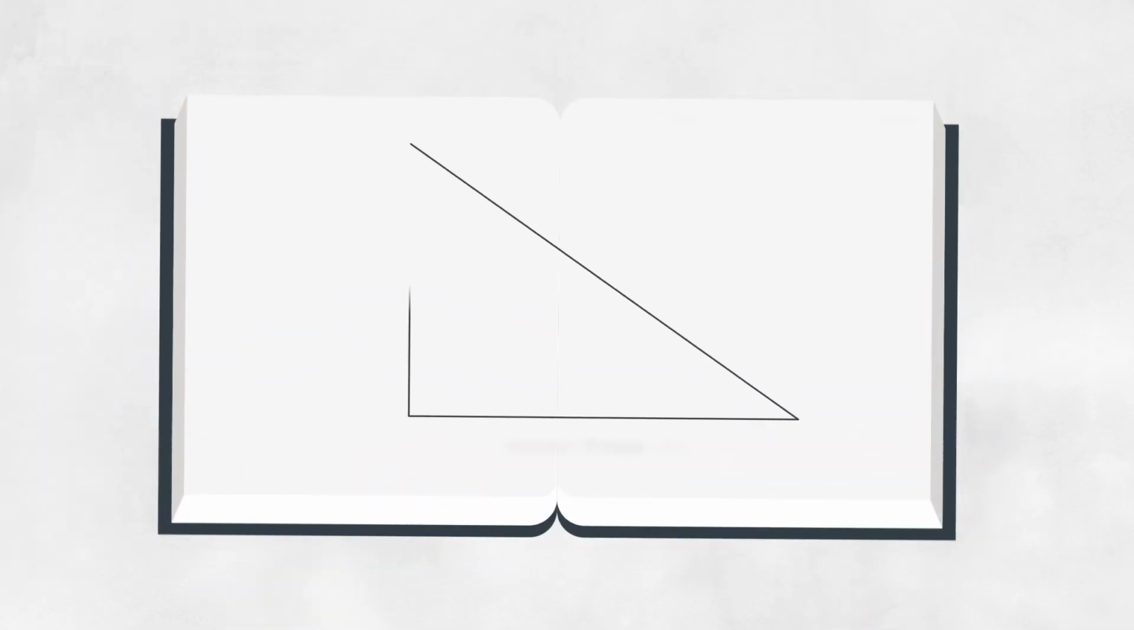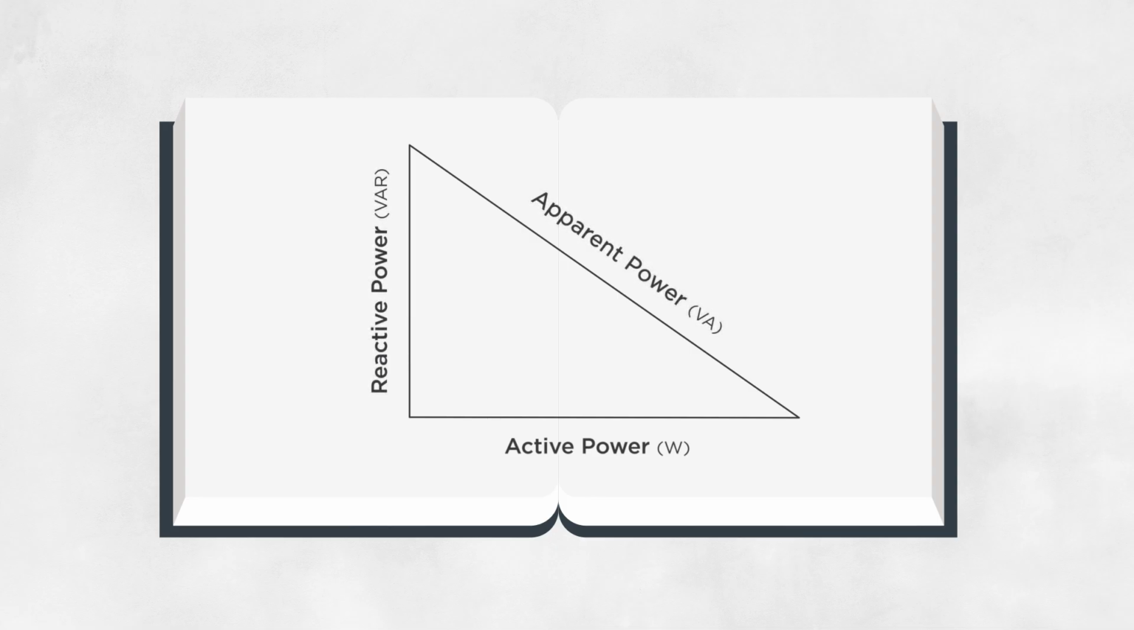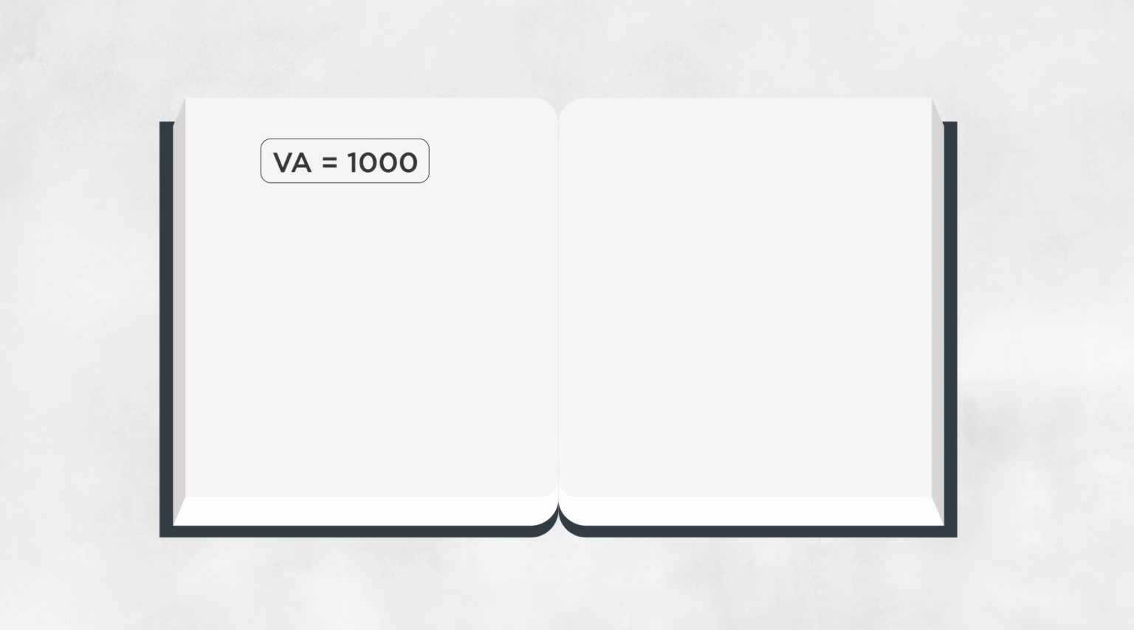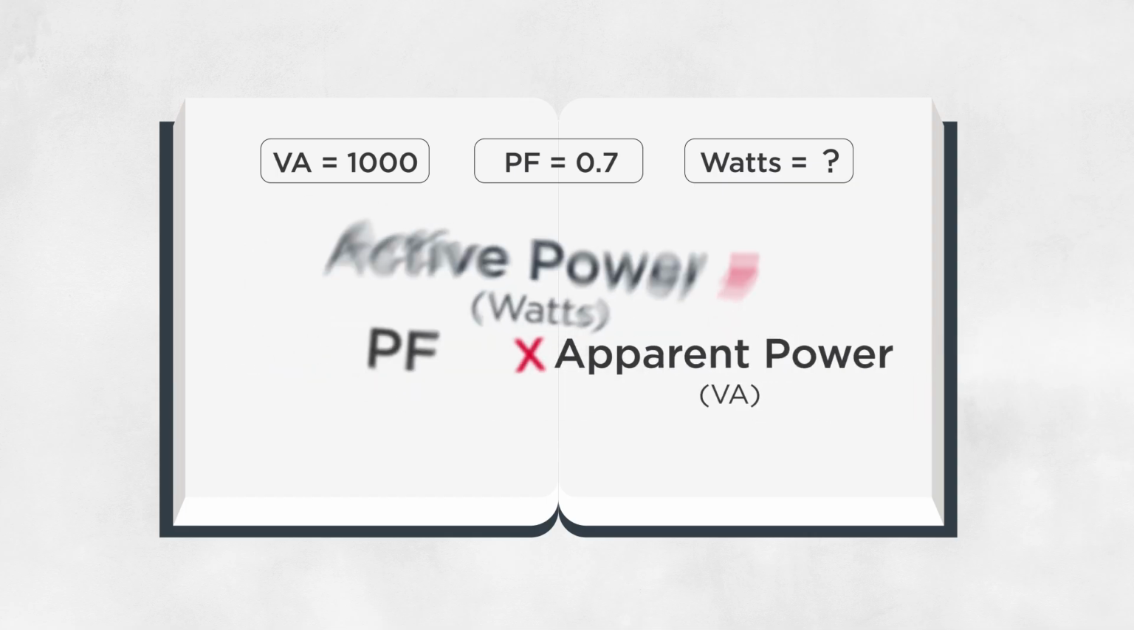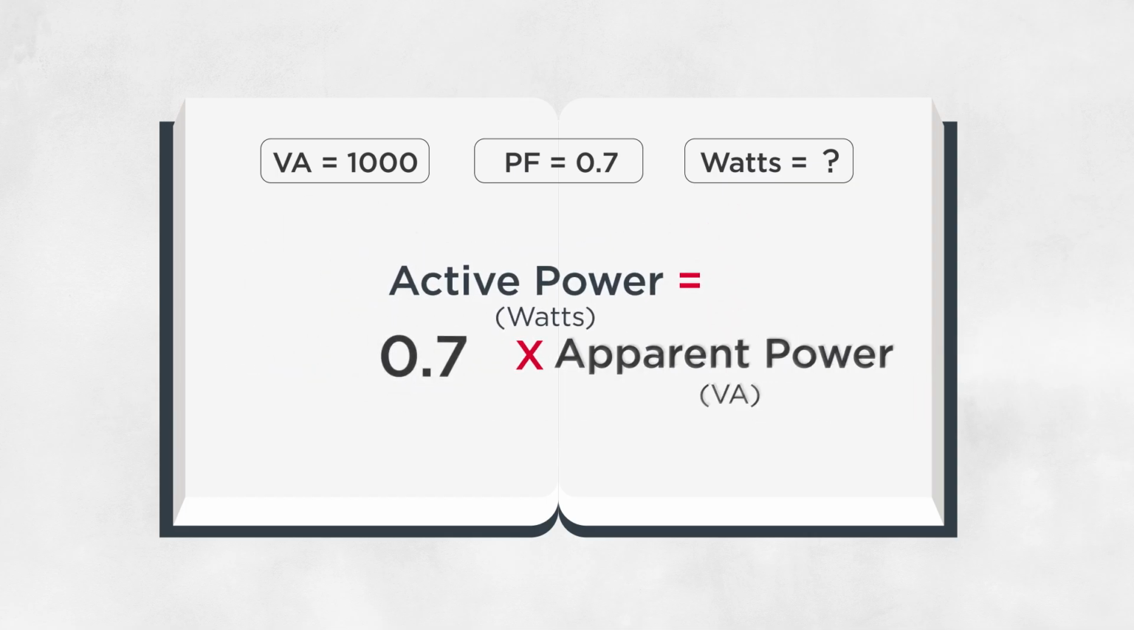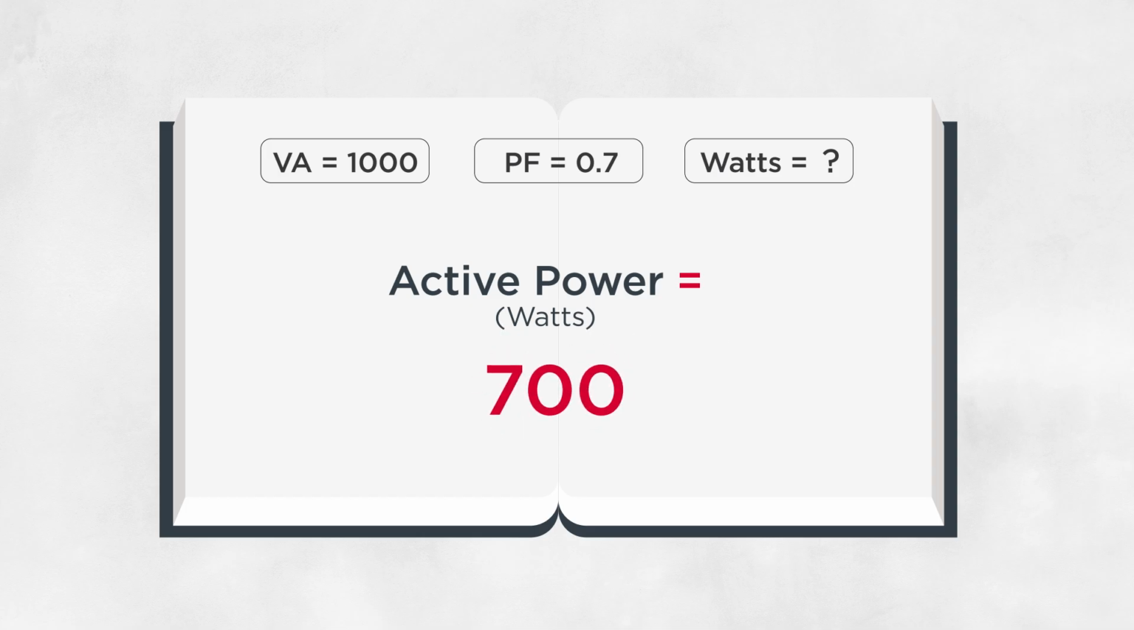Now, to make sure all concepts are clear, let's use the following example. Given a UPS with an output power of 1000 VA and a power factor equal to 0.7, what would be the output power of the UPS measured in watts? This can be calculated by using the power factor formula. The active power is equal to power factor times apparent power. The result is 700 watts. It means the UPS can support a maximum load of 700 watts and 1000 VA.